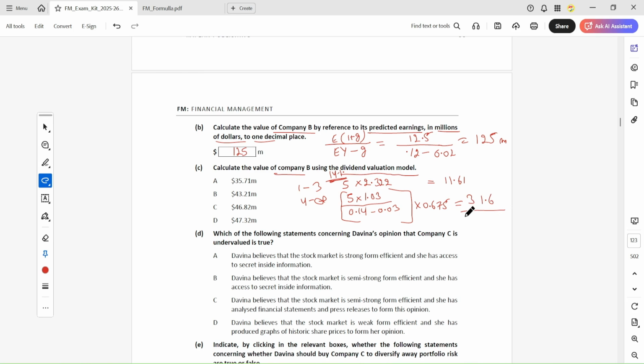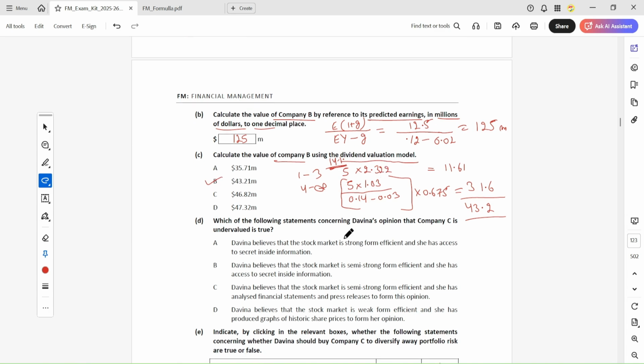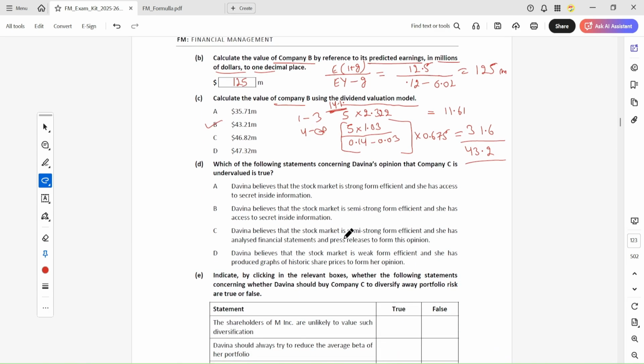So when we add back the amount, the total will be 43.21. This is the answer. Next is, which of the following statements concerning Davina's opinion that company C is undervalued?